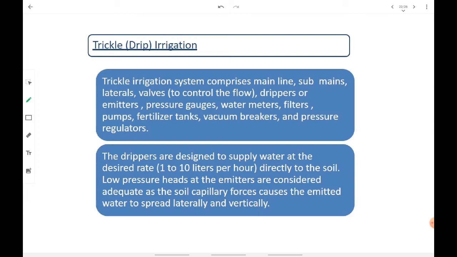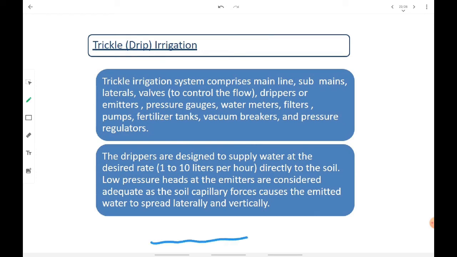The drippers are designed to supply water at the desired rate of 1 to 10 liters per hour directly to the soil. Low pressure heads at the emitter are considered adequate as the soil capillary forces cause the emitted water to spread laterally and vertically. Yes, what is there in trickle or drip irrigation?